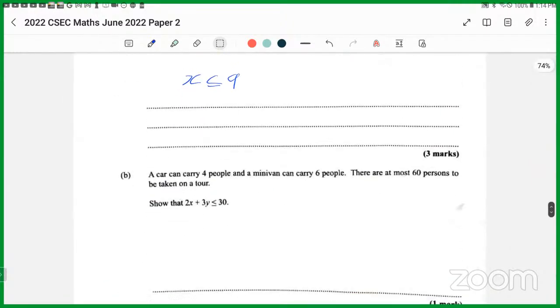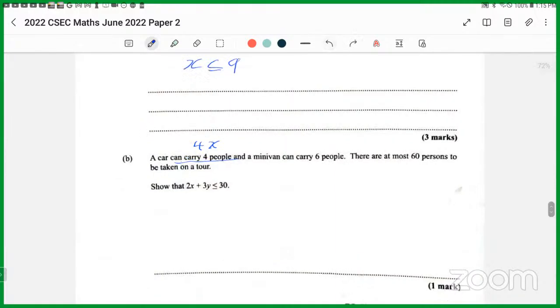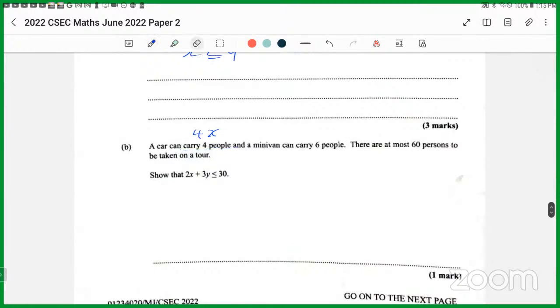Let's continue. It says a car can carry 4 persons. So if you have 4 persons in a car, the number of persons in the X cars is 4x. And a minivan can carry 6 people, and there are Y minivans. So the number of people in the minivans is 6 times Y.